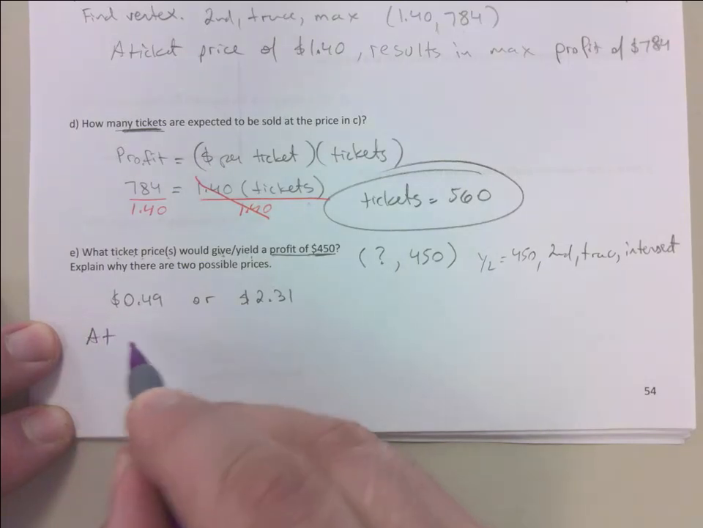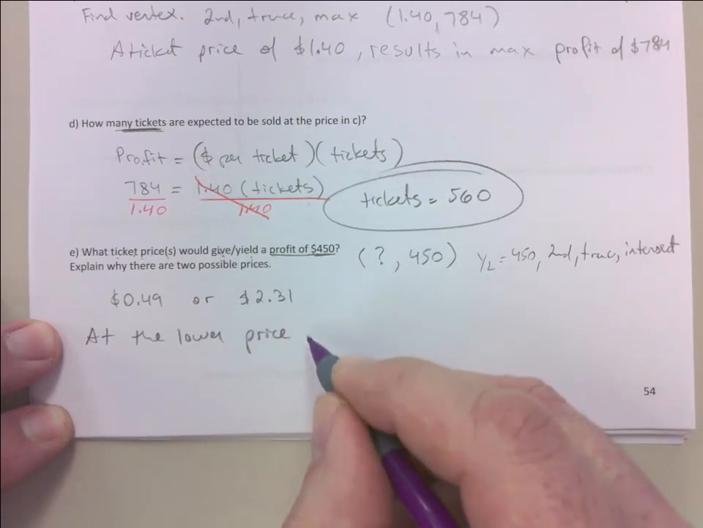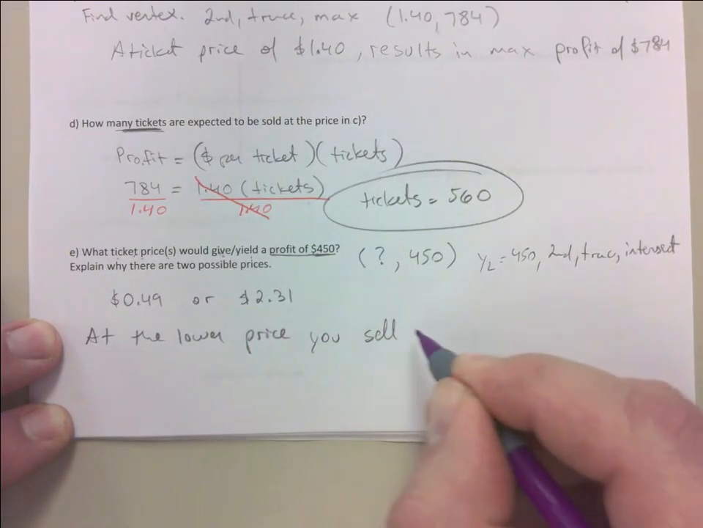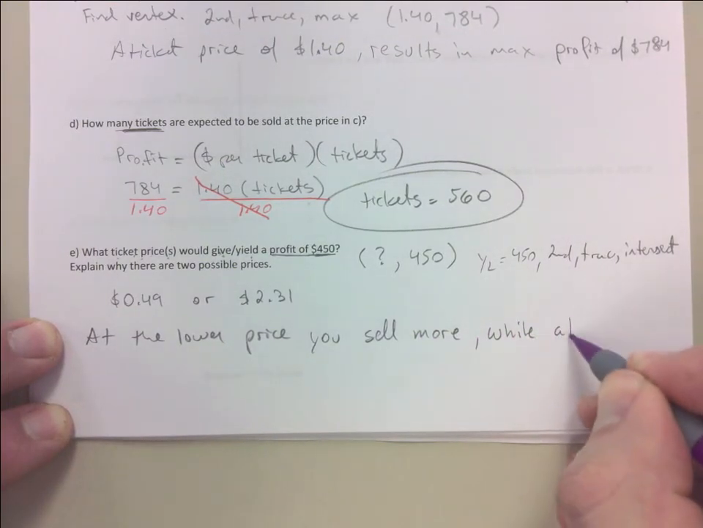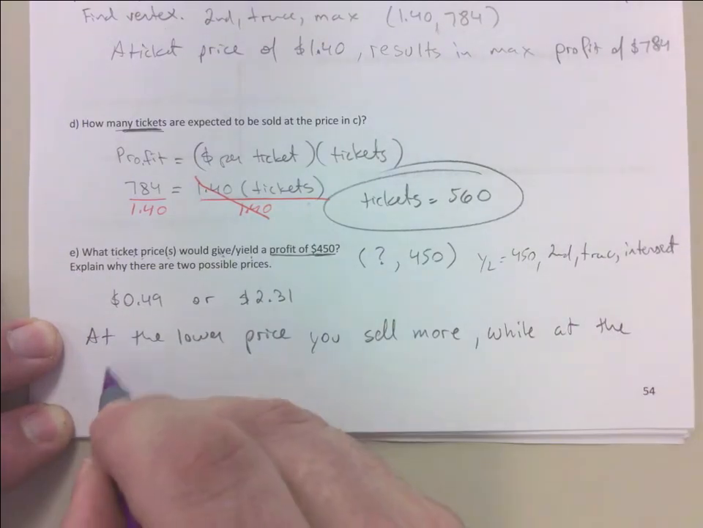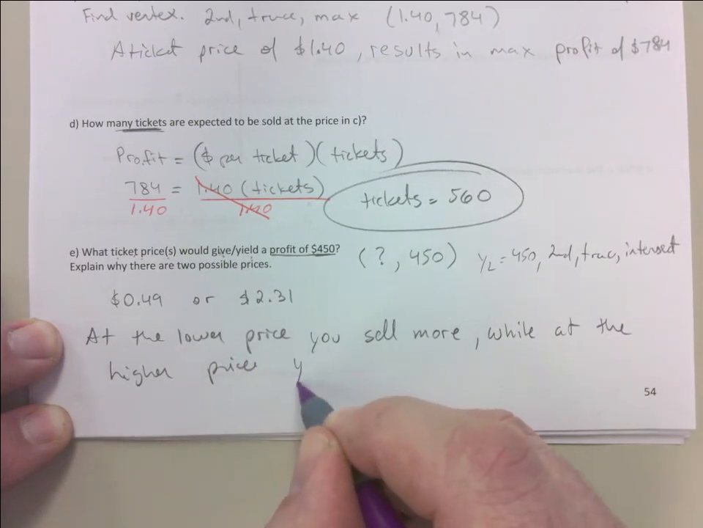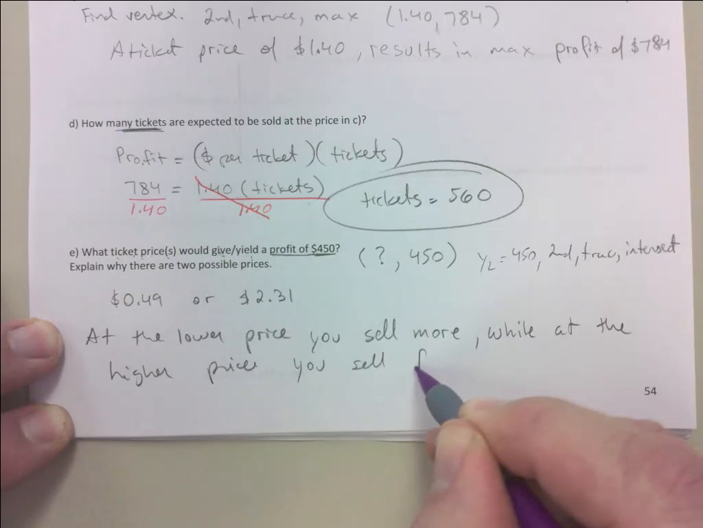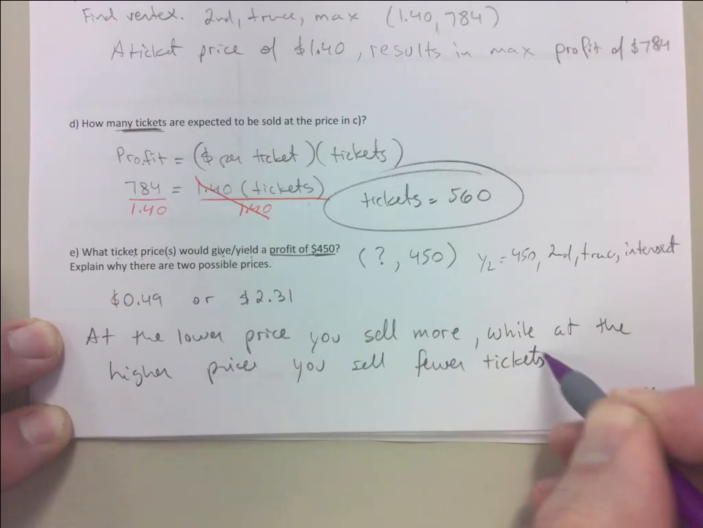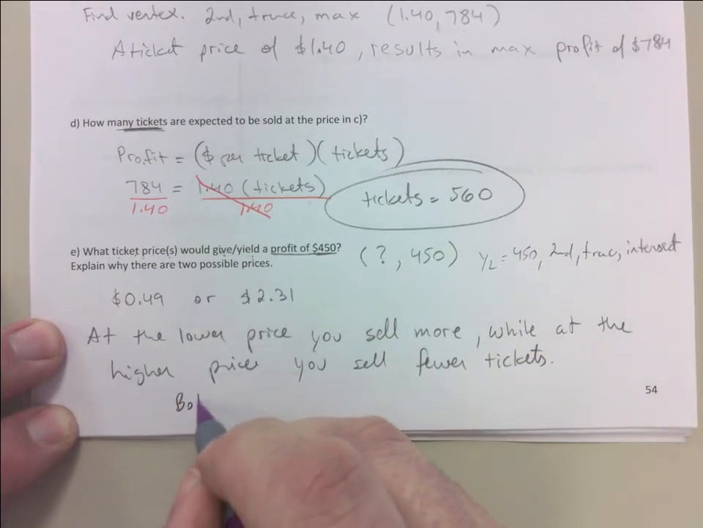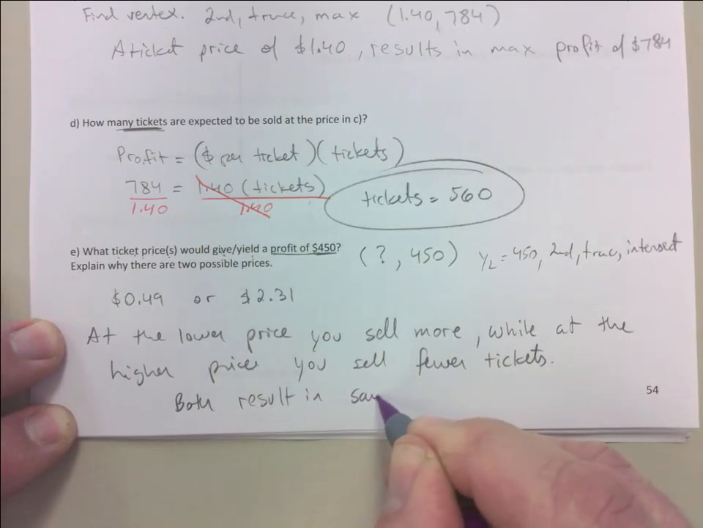At the lower price, you sell more, while at the higher price, you sell fewer tickets. Both result in the same profit.